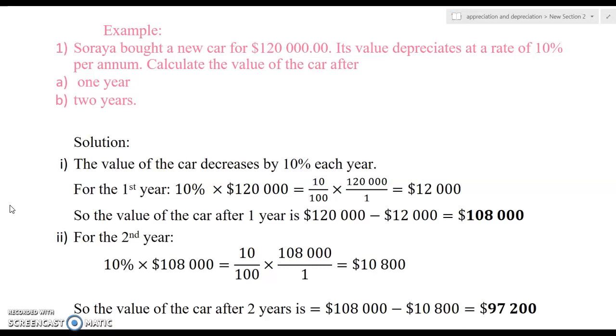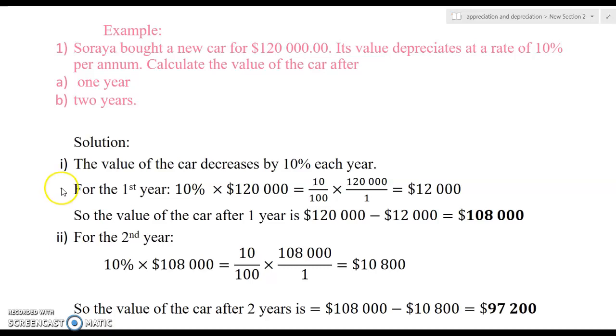Soraya bought a new car for $120,000. Its value depreciates at a rate of 10% per annum. Calculate the value of the car after A, 1 year, B, 2 years. So the value of the car depreciates at a rate of 10% per annum. Remember, per annum means per year, right? So the value of the car decreases 10% for each year. Now they want to know the value of the car for part A after 1 year.